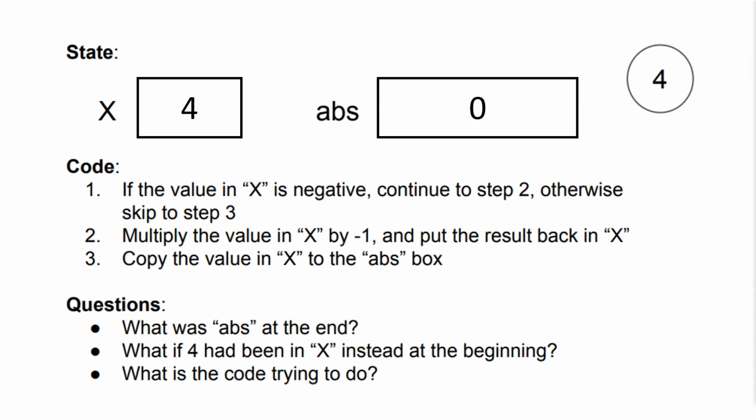So I've got a 0 there right now. It needs to say 4. What is this function really doing? It's computing the absolute value of a number.